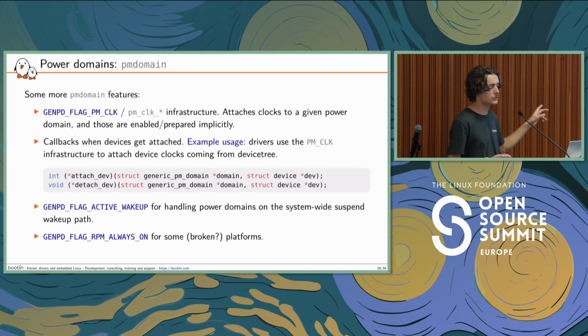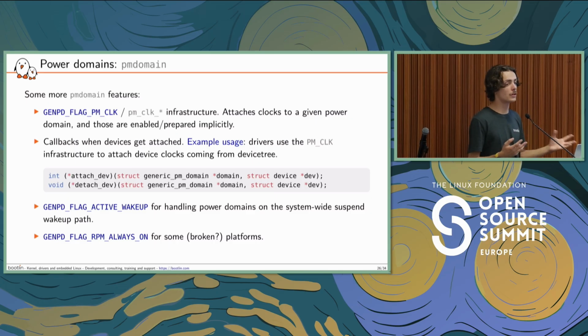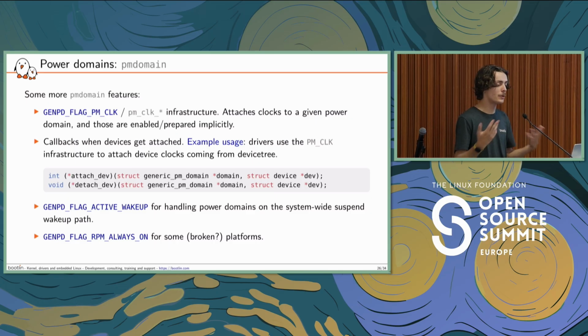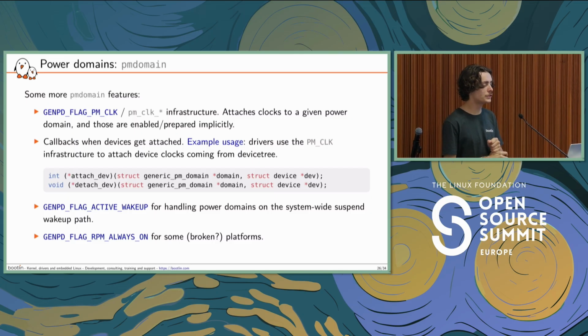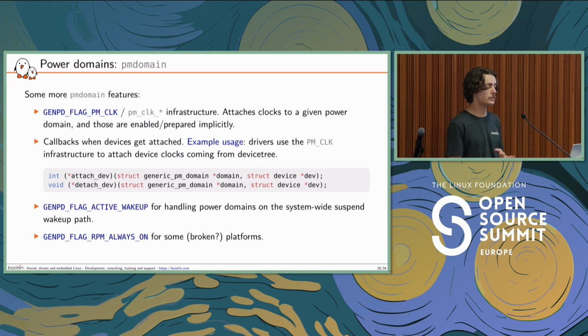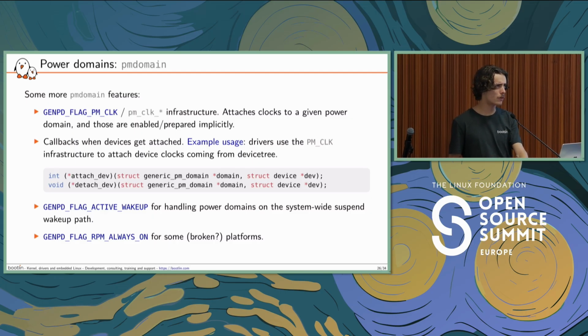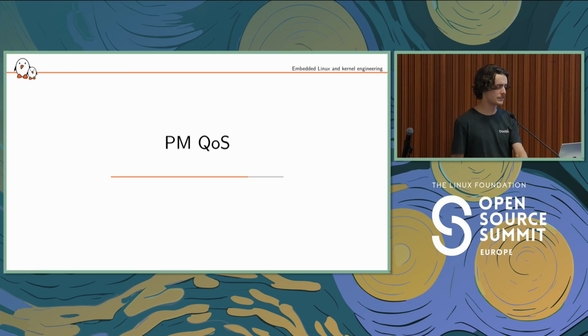There's active wakeup, so that's whenever you have something that is needed for wakeup from a system-wide suspend, but that is inside a PM domain. So you don't want to shut off the PM domain before going to suspend, because otherwise you will never wake up, which isn't great. And then you have RPM always on to make sure that your PM domain is always turned on. I think it is only for broken use cases. We have used it in one broken use case where nothing was consuming the PM domain that we actually wanted to activate. It might be useful for console logging as well in some edge cases.